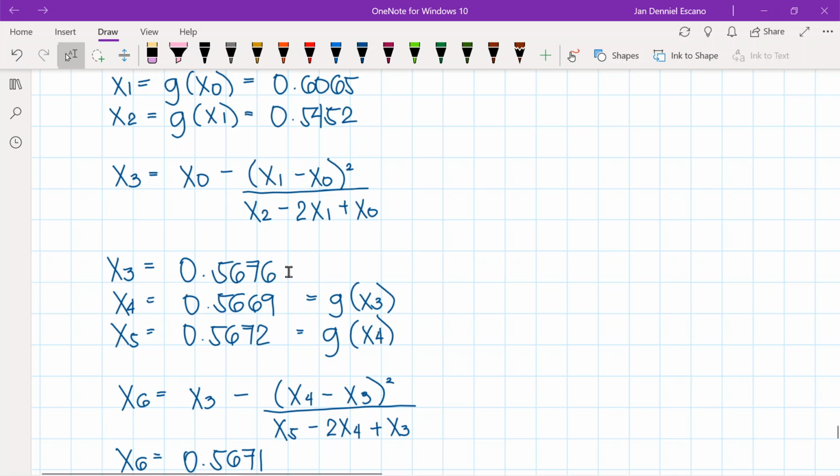So after getting the value of x sub 3, which is 0.5676, based on our steps, we set this as x sub 0. So we get now x sub 4 by just substituting 0.5676 into our g of x. And the value will be 0.5669. Substituting the value of x sub 4 into g of x, we get now x sub 5, which is 0.5672.